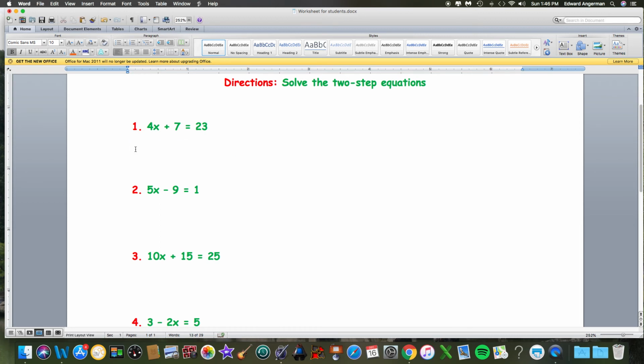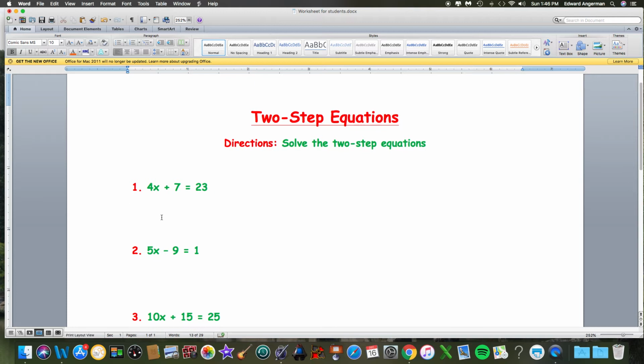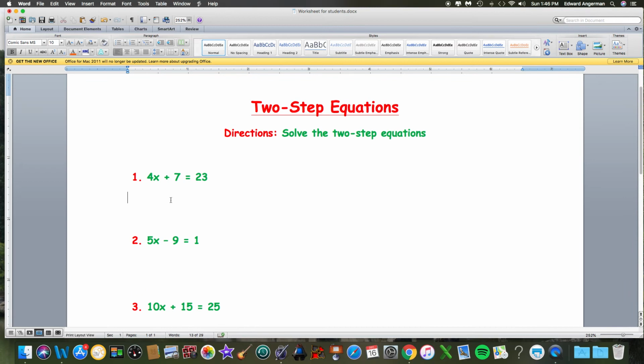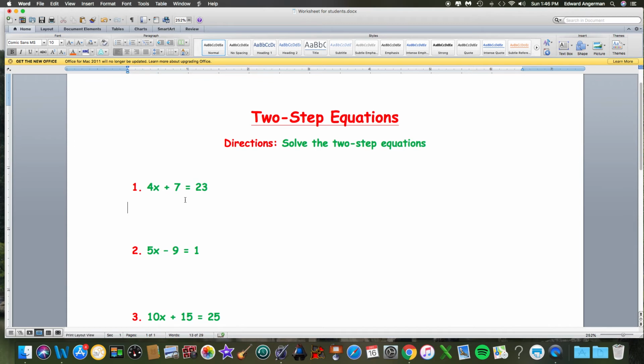Okay, this is seventh grade math class. This week we are going over two-step equations. So everybody, if you need any help, I'm going to work through these four problems, and hopefully that will get you ready for your homework and get you a good start on your homework, because these are the first four that are actually on your homework assignment. So it'll help you out.